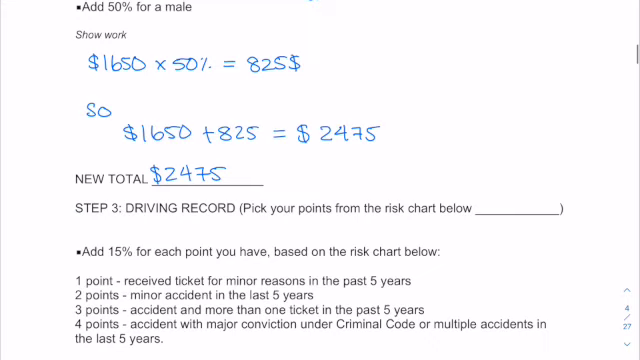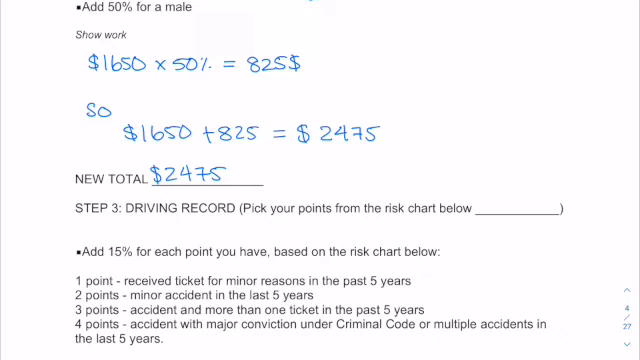So 15% for each point you have based on the risk chart below. So if you've received a ticket, a minor accident in the last 5 years, accidents and more than one ticket in the past 5 years, accidents with major convictions as well in the last 5 years. So things stay for 5 years.